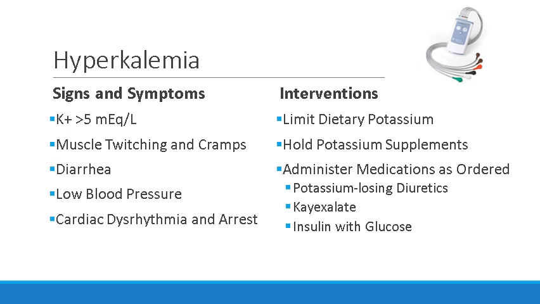Insulin with glucose can also be given. What this does is facilitate movement of potassium back into cells and out of the bloodstream. So that may be given as well. All of these patients with hyperkalemia should be on telemetry for cardiac monitoring. And typically we see these individuals in metabolic acidosis, which we'll talk about when we get to acid-base balance.